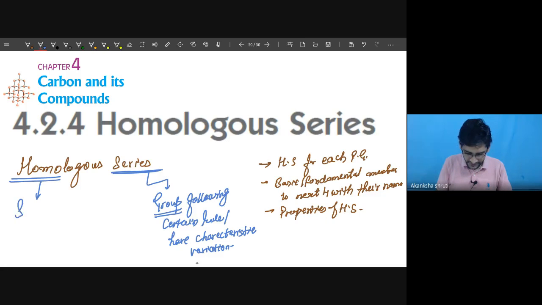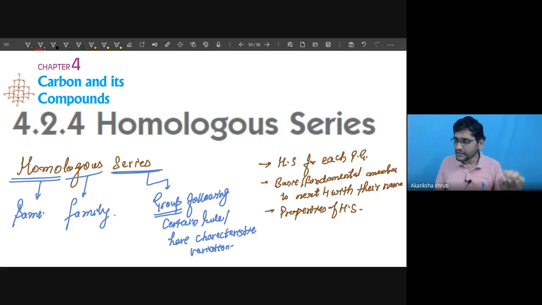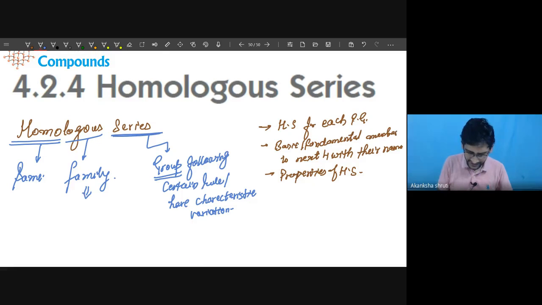Homo always means the same. Logous means the family. It means compounds which belong to the same family. What do we mean by compounds belonging to the same family? How is the family of a compound decided? We have learned earlier that it is the functional group which decides the family of a specific organic compound. So this family is decided by its functional group.